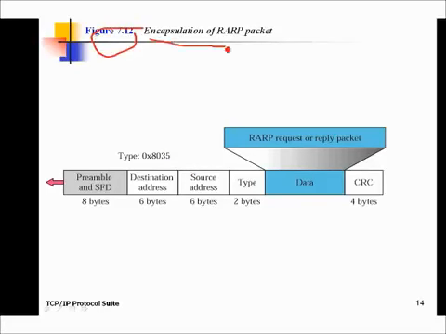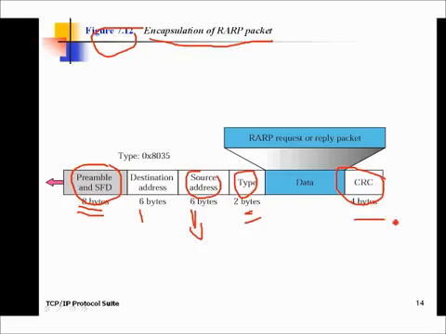And this figure shows the encapsulation of the reverse address resolution protocol packet. It contains a preamble and SFD, the size is 8 bytes, and the destination address, the size is 6 bytes. Source address, the size is 6 bytes, and the type, 2 bytes. Finally, CRC, the size of 4 bytes.